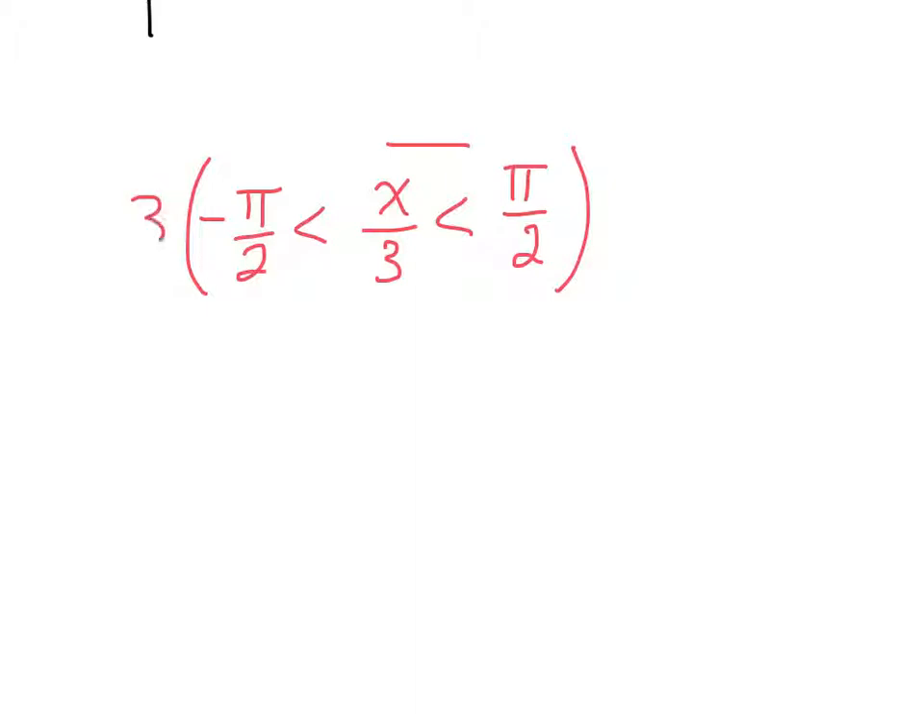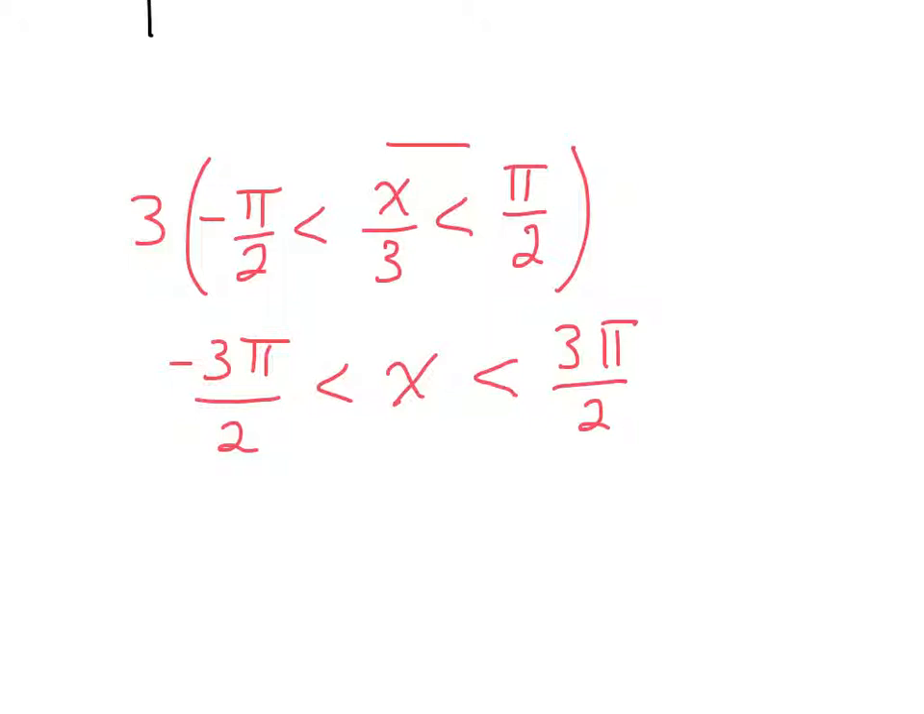Graphing a tangent function. That's part C. The first thing you want to do, take x over 3 and put it between -pi over 2 and +pi over 2. Do not put an equal on the inequality. These are your asymptotes. To solve for x, we're going to multiply by 3. This period is going to go from -3 pi over 2 all the way to +3 pi over 2. That means the length of the period from here to here is 3 pi.